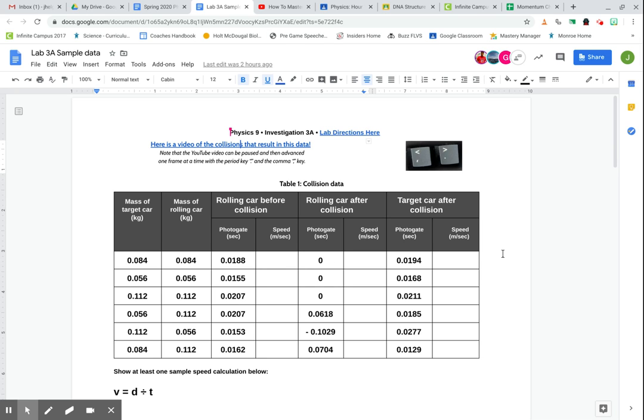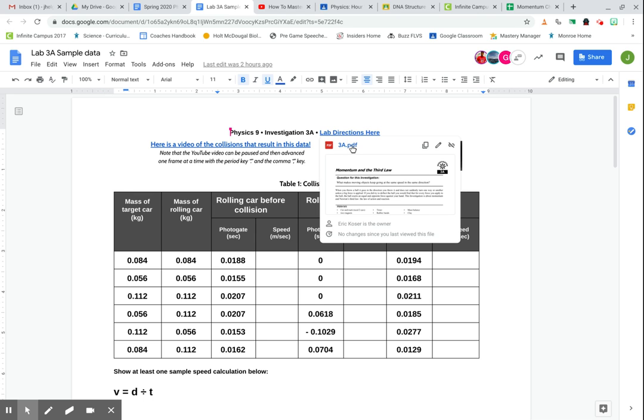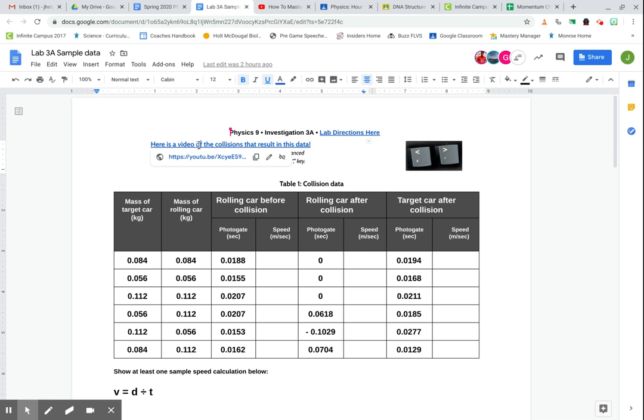This is just an explanation of Lab 3A, kind of what you need to do. Now, you could complete the lab by just following the directions found here. Also, there's a video to watch so you know what's going on with the actual simulation with this data. Now, this is basically sample data. So we've collected the data for you, and using this data, you're going to finish the lab, even though you did not actually do the lab physically yourself.